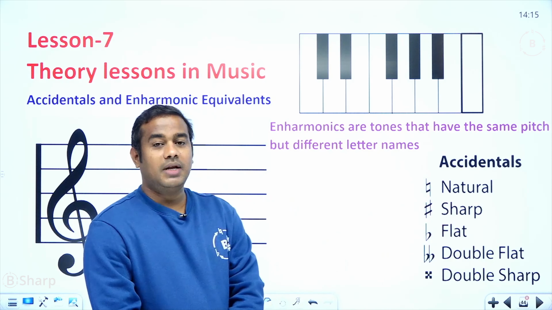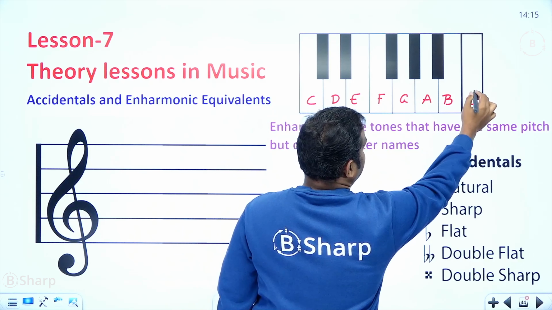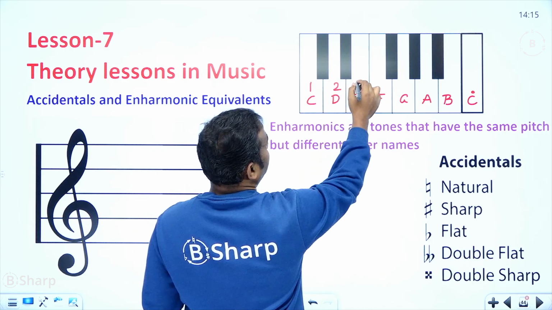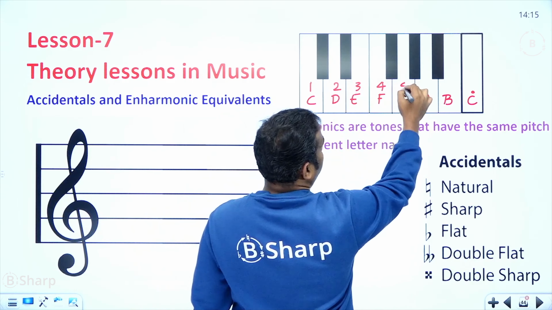Normally, whenever you are stating a key, for example, this is C, this is D, E, F, G, A, B, and again the C in the next octave. We are also giving some numbering: 1, 2, 3, 4, 5, 6, 7, 8. Like this we have given, if you could recall.